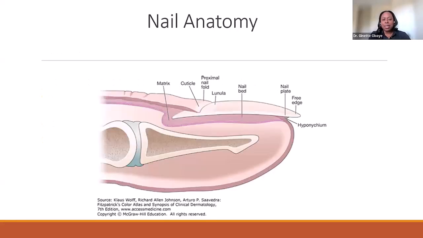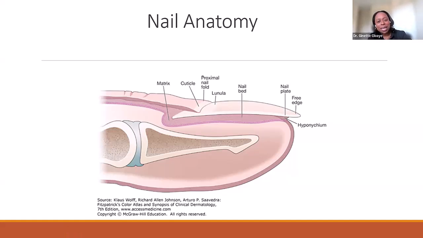So let's look at the anatomy for a little bit. This is a cross-section of a finger, and you can see here, this is the nail plate. This is the part of the nail that you can see and feel, the hard keratinized nail plate. Under the nail plate is the nail bed, and the nail bed goes all the way under the nail plate, and it's contiguous with an area called the nail matrix. And so the nail matrix is where the nail comes from. That's where the nail is generated.